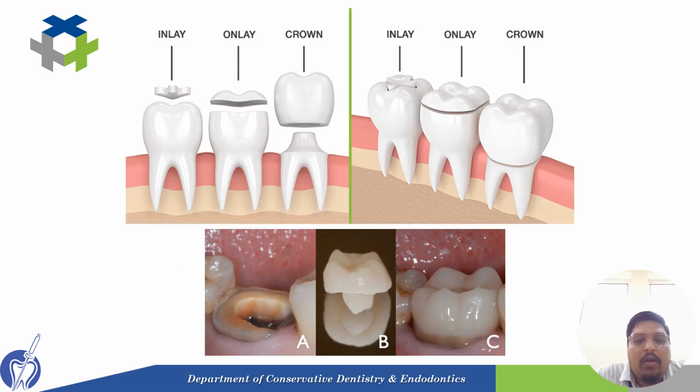Coming to inlay, onlay and crown. What is the difference between the inlay, onlay and the crown? Inlay and onlay are usually given for occlusal defects, followed by class 2 and severe class 2 cases. Whereas a full coverage crown is considered where there is a 3-wall or 4-wall defect.